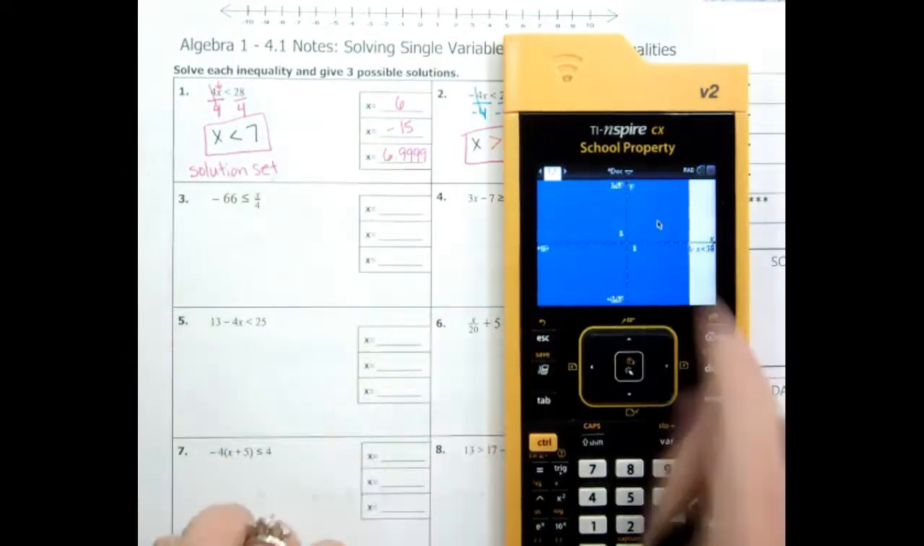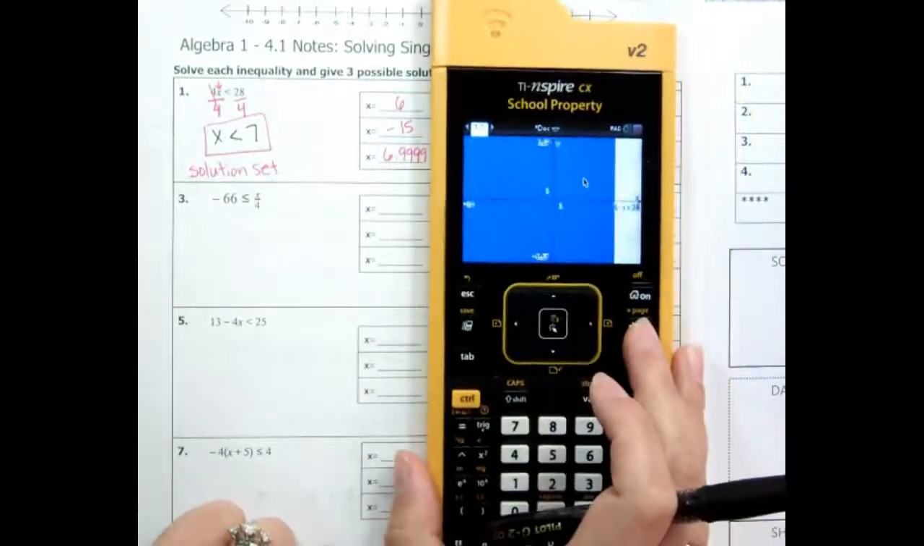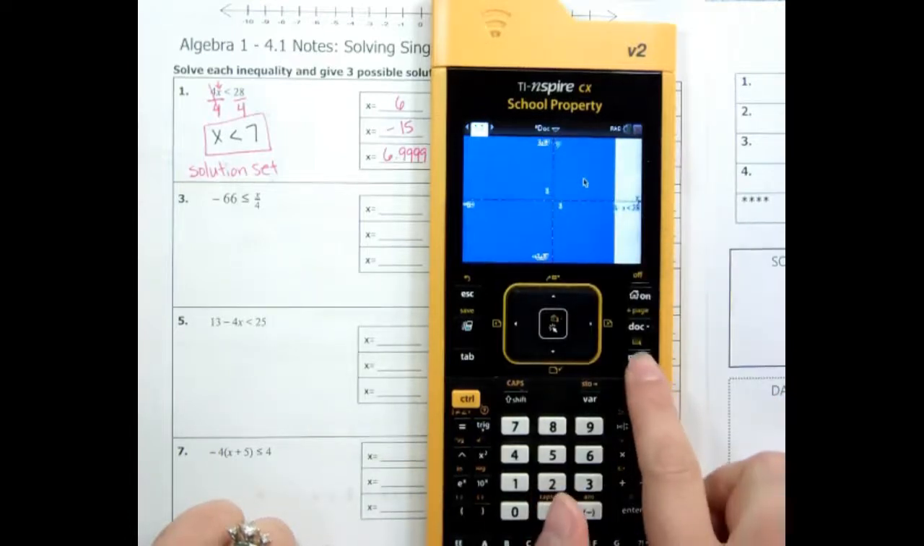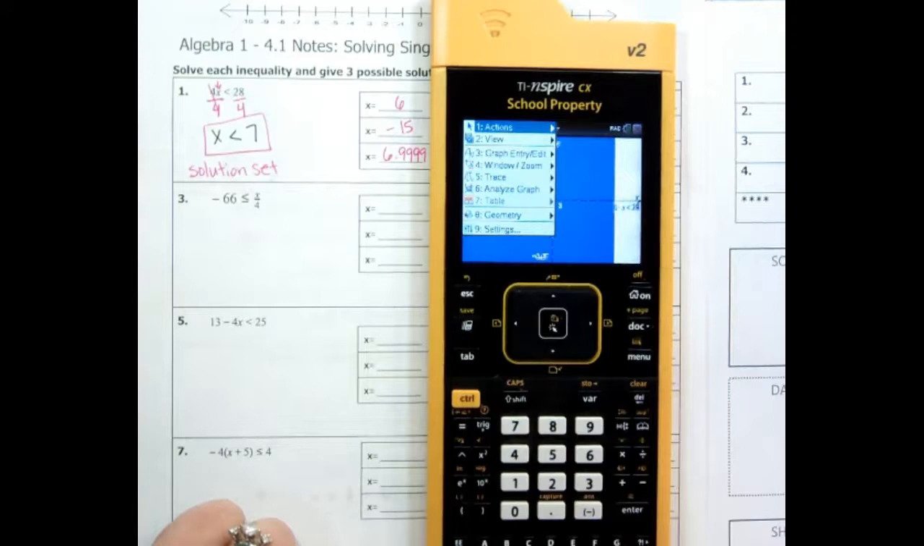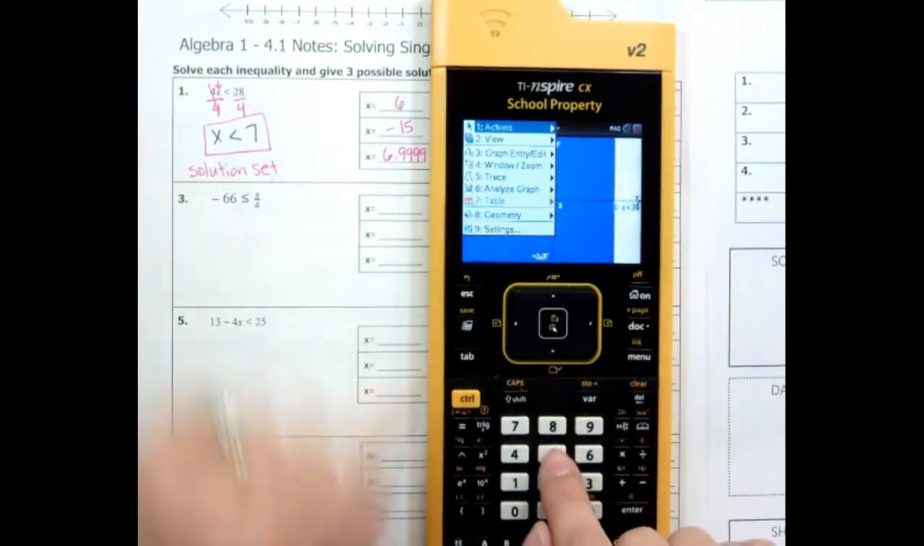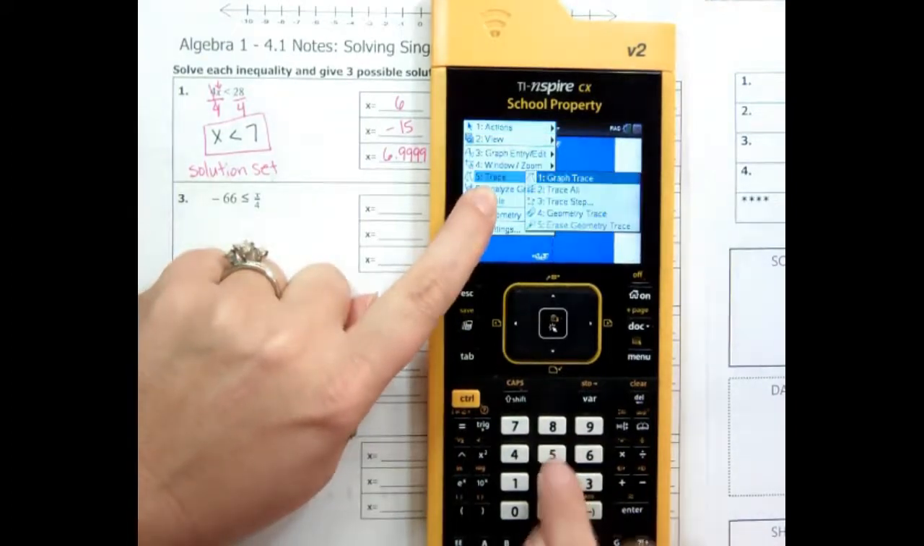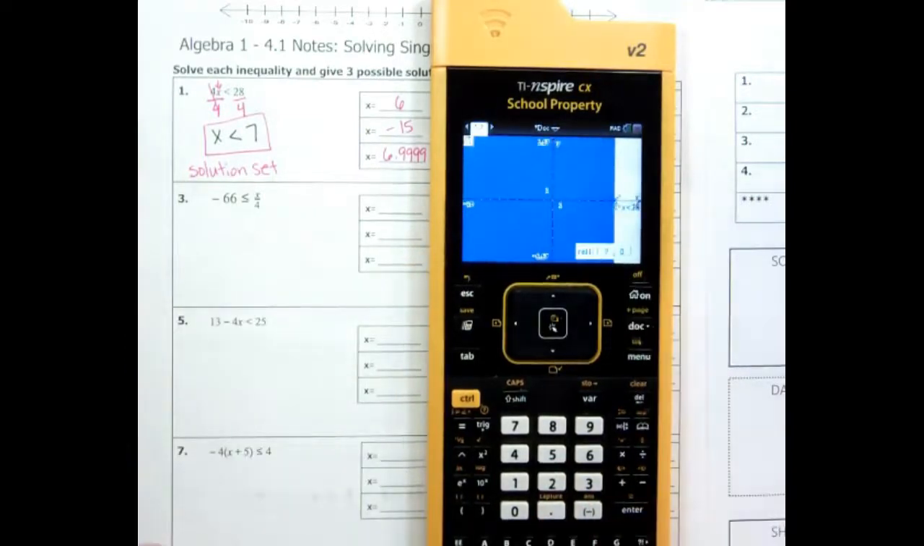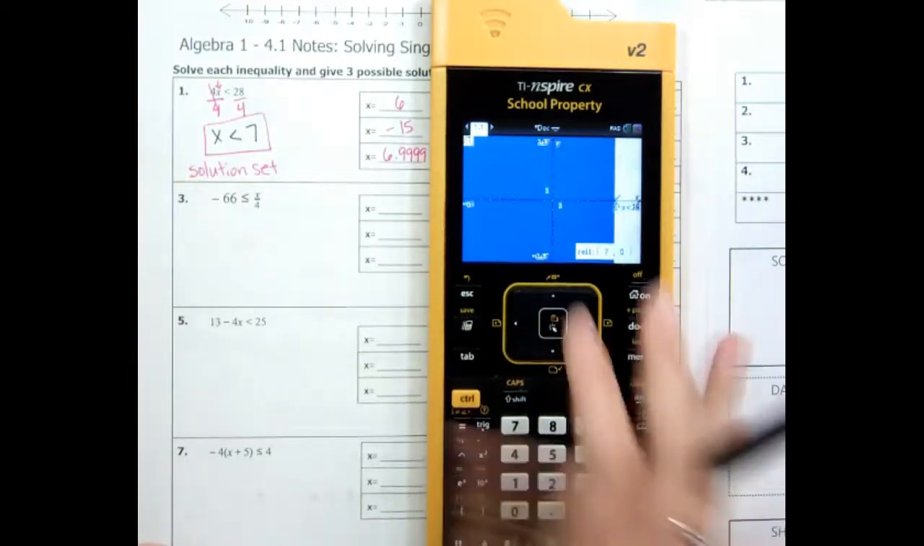And if you want to see exactly on your calculator what number that's at, if you're having a hard time reading your graph, you can do Menu, best button in the whole calculator, and then option 5, which is Trace, and then option 1, which is Graph Trace. And it'll tell you, yes, that X value is 7 on that line. Okay?